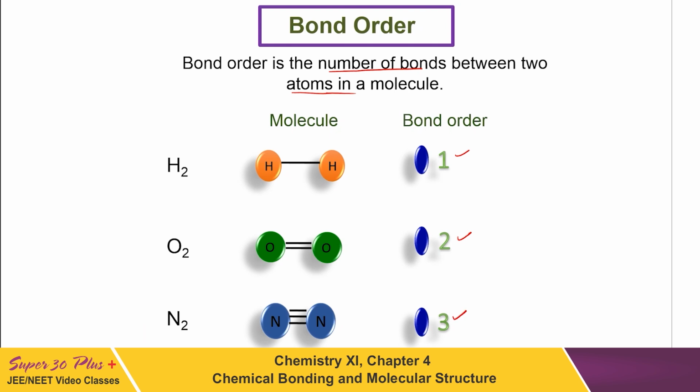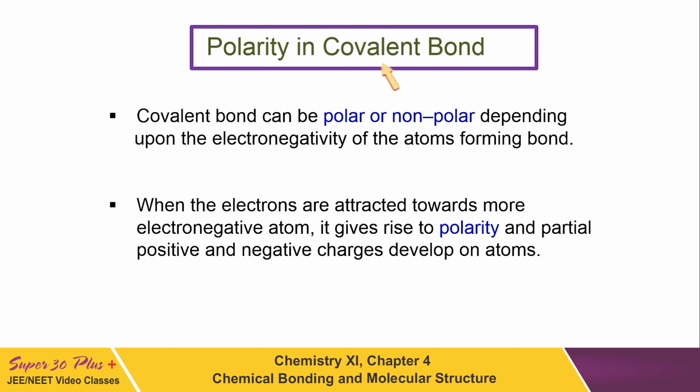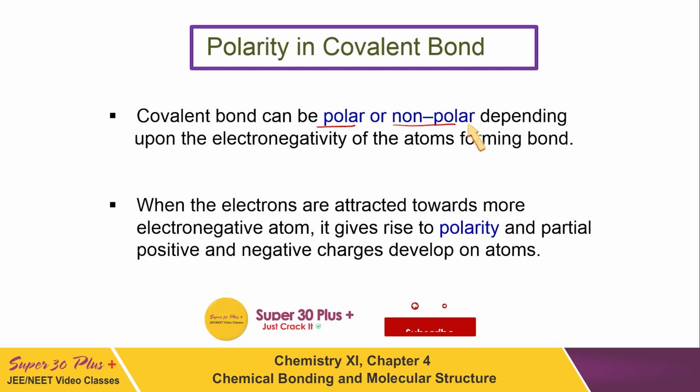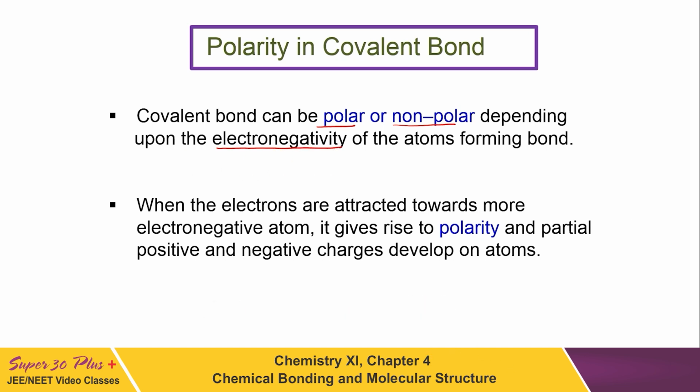Now we shall discuss polarity in covalent bonds. You know what? A covalent bond never remains 100% covalent. So the covalent bond could be polar or non-polar. Non-polar means there is no polarity. Polar means there is a polarity. There will be a positive pole and a negative pole. It solely depends upon electronegativity. Because of the difference in electronegativity, the electron pair of the bond shifts towards the higher EN atom, and this creates the development of polarity.